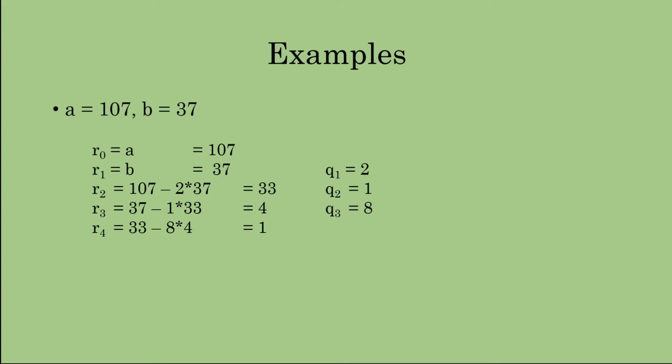And what is the difference after doing that? Well, after subtracting 8 times 4, we have 33 minus 8 times 4, so following, again, the recurrence relation, we get the result of 1. And from there, it gets much simpler. What is the largest multiple of 1 less than 4? Well, in this particular case, it's pretty simple. Q sub 4 equals 4. And in this case, we get 0 for r sub 5, because, of course, it's 4 minus 4 times 1.